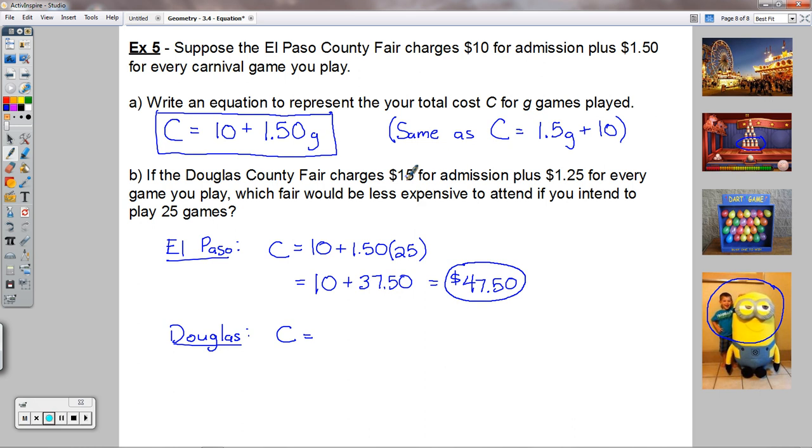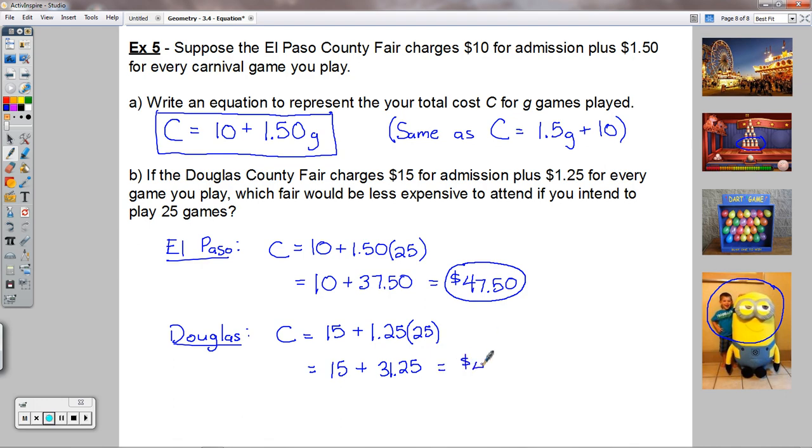The cost would be, well, they charge you $15 as you walk in. So 15 plus $1.25 for every game you play. So plus 1.25 times the number of games, in this case again, 25. This would be 15 plus, well, what do you think? They charge you more initially, but will the less per game cost make up for it? In this case, if you played 25 games, it does.